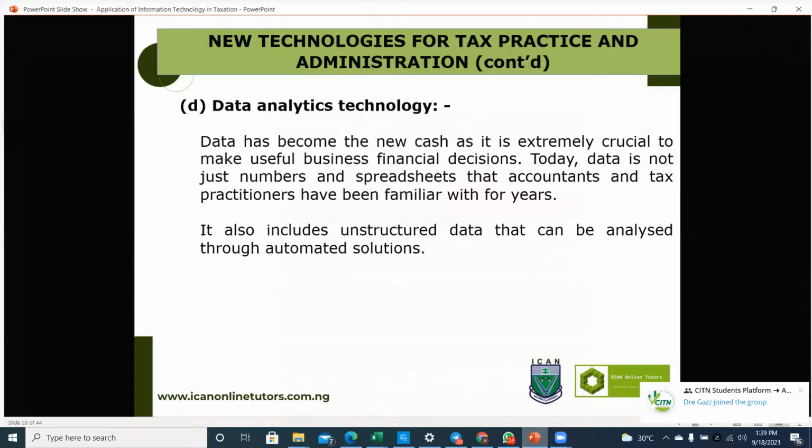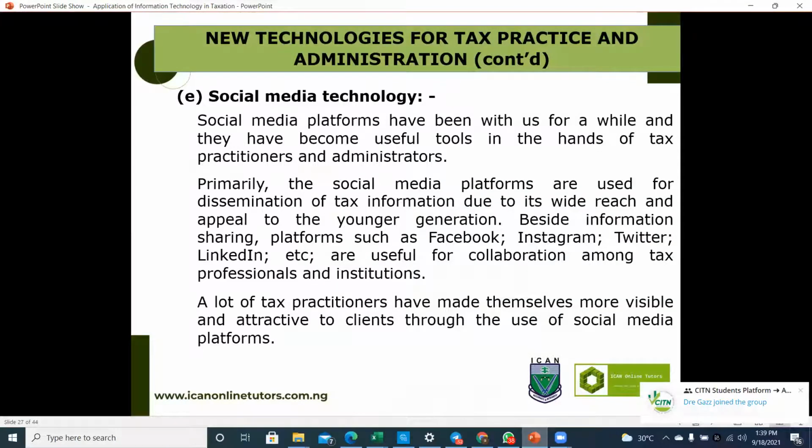Then we have social media technology. We are all in this. You can send documents to me through WhatsApp. In our class, we have a class platform, which is WhatsApp. We exchange documents. Our class notes are shared through WhatsApp. You access it, you download, you submit assignments via WhatsApp as well.